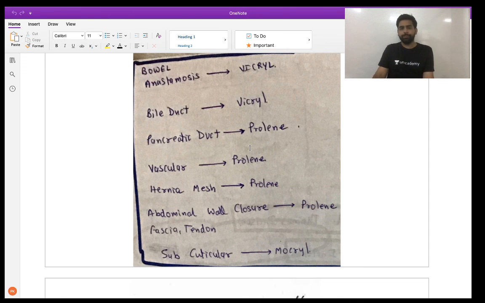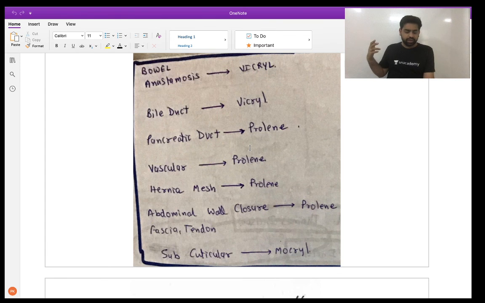For the vascular surgeries, definitely we use proline. For the hernia and the mesh repair, we use proline. For the abdominal wall closure, to be specific, for closure of the sheath of the abdomen, we use proline. So what was proline? Do you remember, guys? Proline was a non-absorbable monofilament suture, used for vascular surgery, hernia surgery, and also for abdominal wall closure.